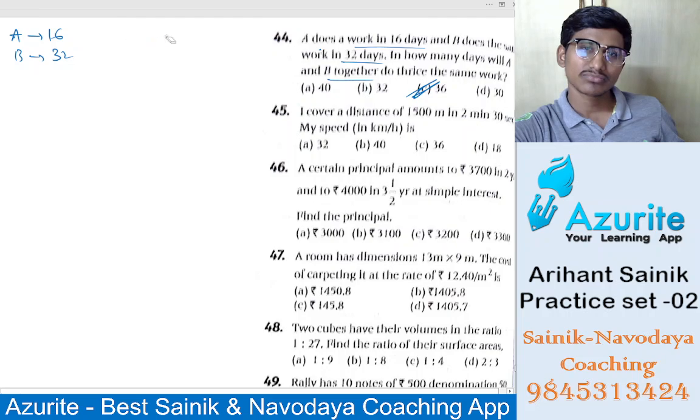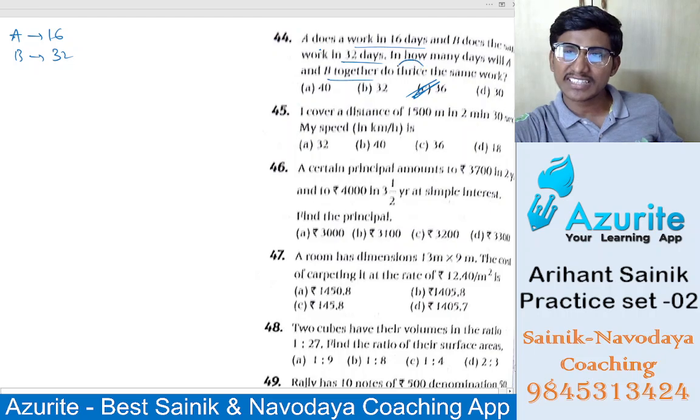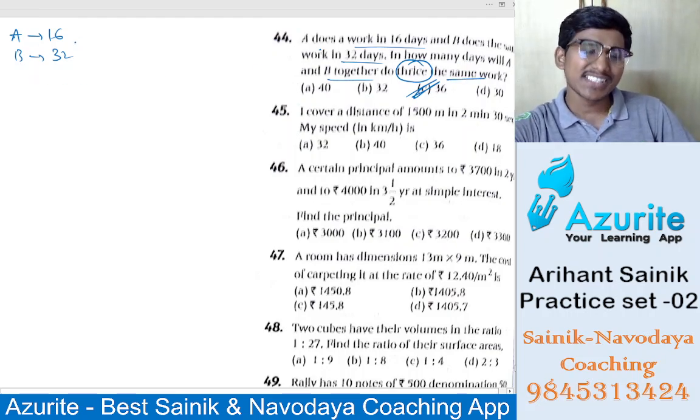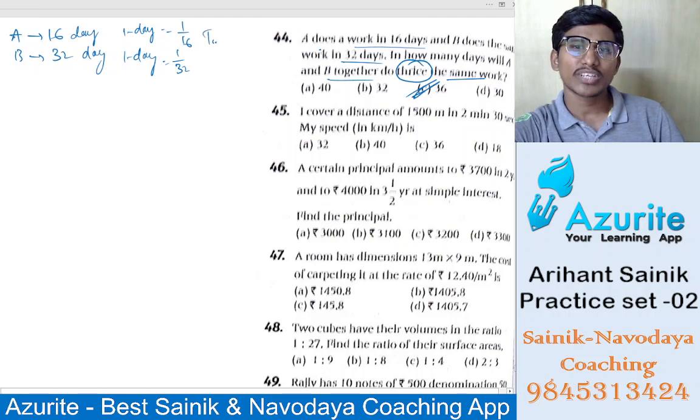Sir, can you say once again? So it is 3 times the work. It is 3 times means we have to multiply 3 times. So here A is 16 days. So 1 day will be how much? 1 by 16. B will be 1 day by 32, 1 by 32. Together means you have to add.